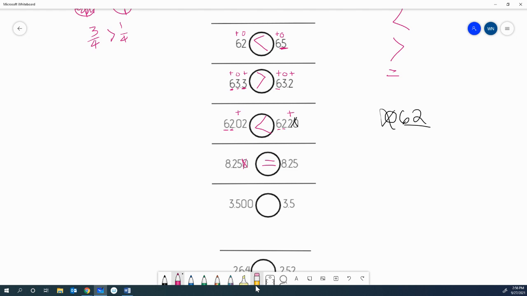Let's look at this next one. Let's compare. Our ones place is a 3, beautiful. Our tenths place is a 5, beautiful. There's nothing else over here. But for this hundredths and thousandths, it's a 0. 0 is the same as nothing. So I know they are equal.